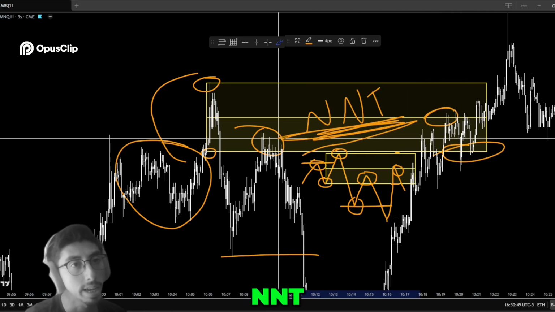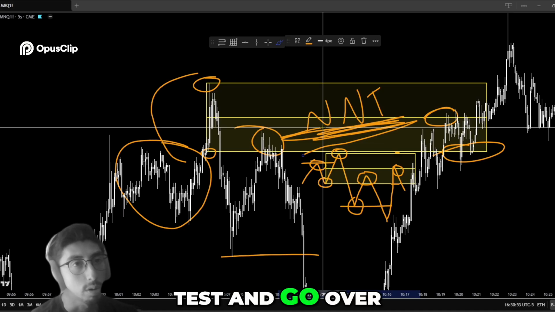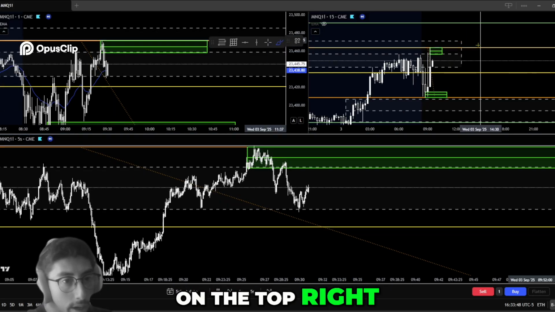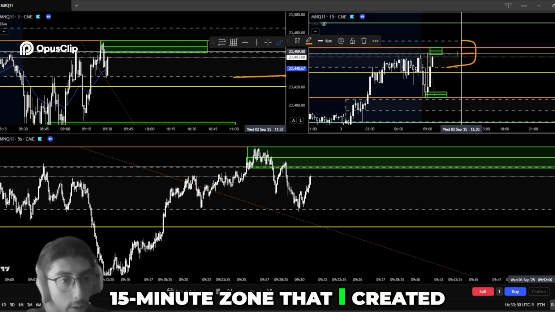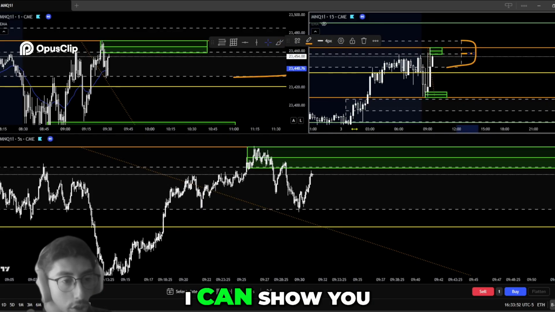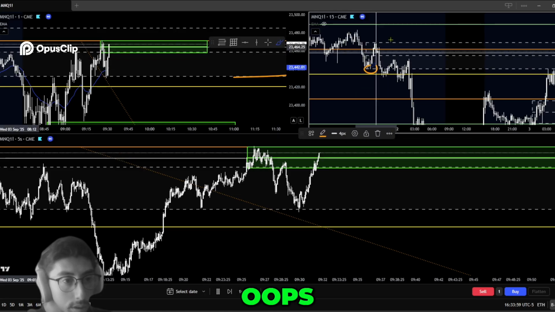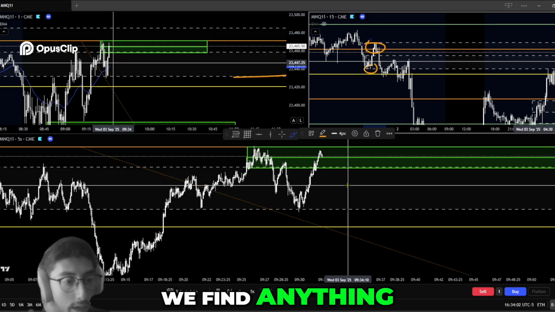This is my strategy NNT. Let's do a back test and go over the strategy. I'm pretty bearish right now. As you can see on the top right, we are in a 15-minute zone that I created. If you want to see the zone, I can show you real fast. Swing low right here, swing high up here. So let's see if we find anything.